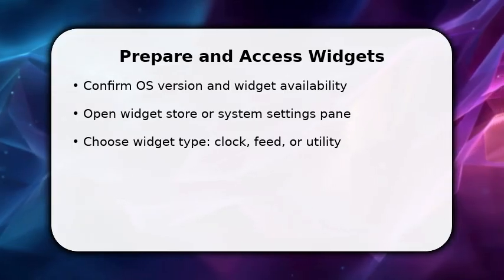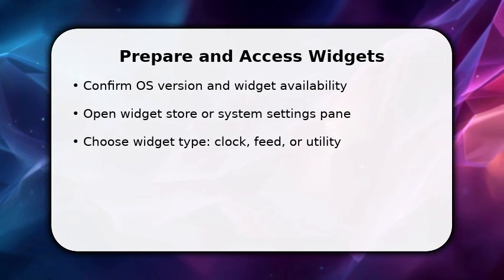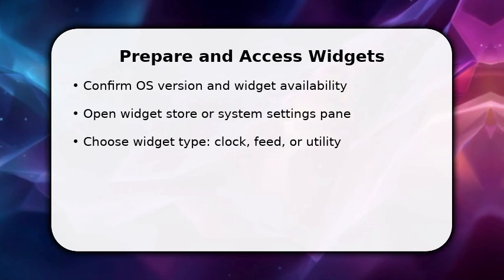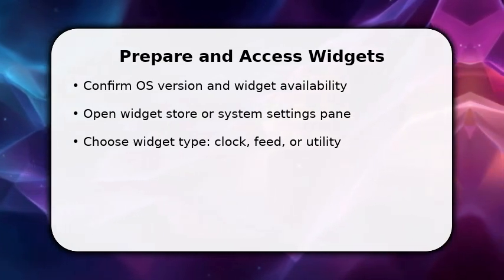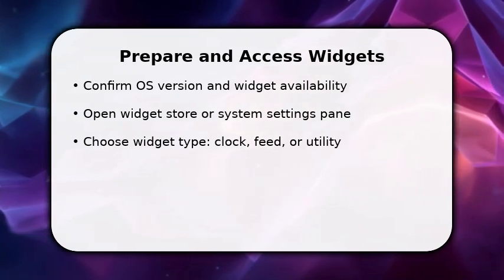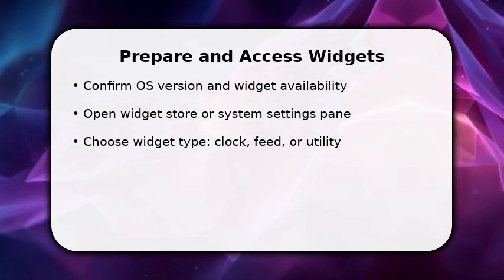You start by confirming your OS version and that widgets are supported because compatibility prevents wasted steps. Open the widget store or the system settings pane now. This is where installations occur. Select the category you need, clock, newsfeed, or utility, and preview options.